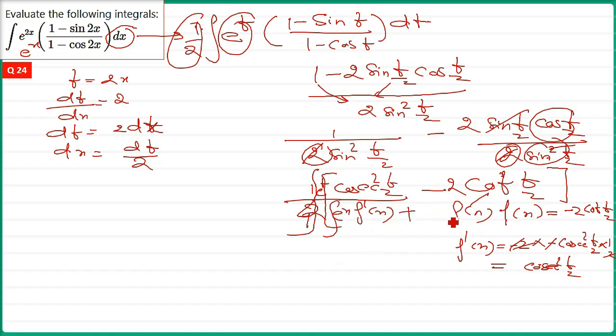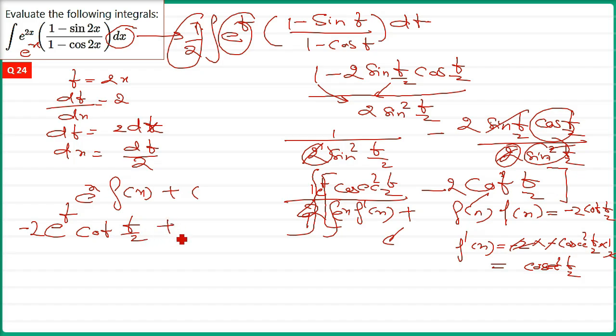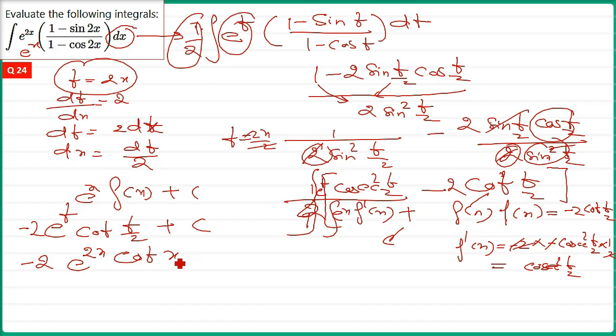So what is the result? Because if you relate this to the formula, you can just write e raised x f(x) plus c. E raised t, because all t is there. So e raised t, and we have assumed f(x) as negative 2 cot t by 2. So negative 2 I am bringing here on the left and cot t by 2 on the right of e raised t, plus constant of integration. And now you have to replace t by 2x, because t was introduced by us. We need to replace it. So wherever t is there, I want to write 2x. So negative 2 e raised 2x cot x plus constant of integration.